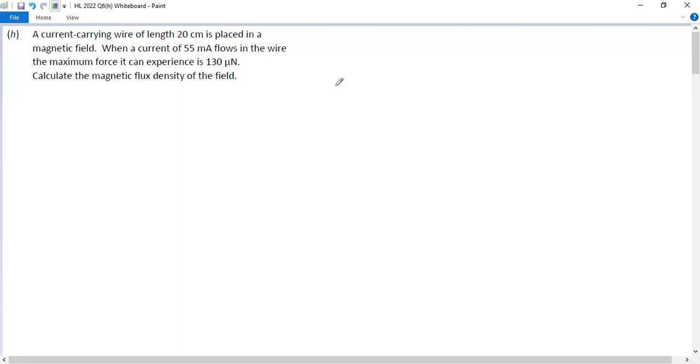We have a current carrying wire of length 20 centimeters placed in a magnetic field. If you can picture such a thing, it can be hard to picture magnetic fields. When a current of 55 milliamps, watch out for the little m, flows in the wire, the maximum force it can experience is 130 micronewtons. So we have another micro in there. Calculate the magnetic flux density of the field.